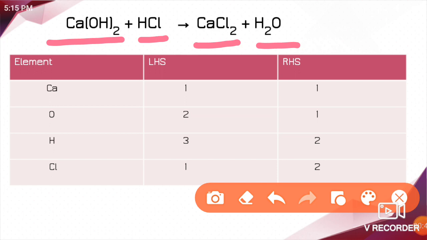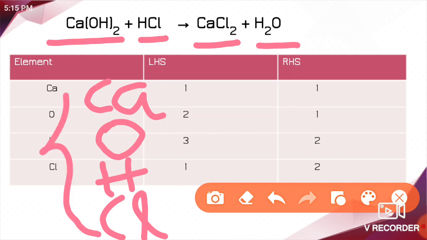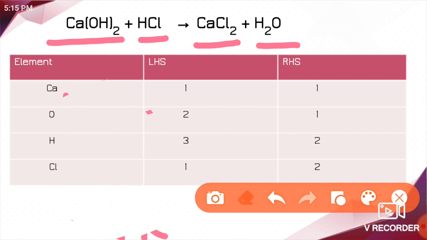Check which are the elements present in this reaction. Here calcium is present, oxygen is present, hydrogen is present and chlorine is present. Right or no? Other than these 4, are any other elements present? Check once. No, right? So here I wrote calcium, oxygen, hydrogen and chlorine in the first column.